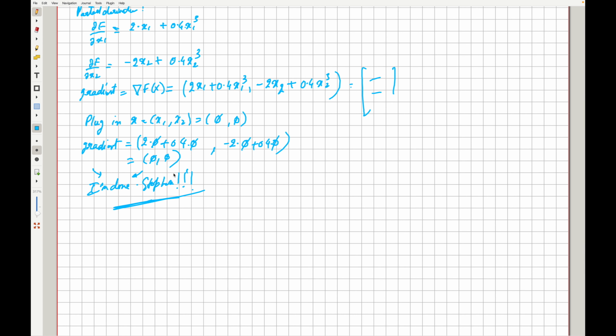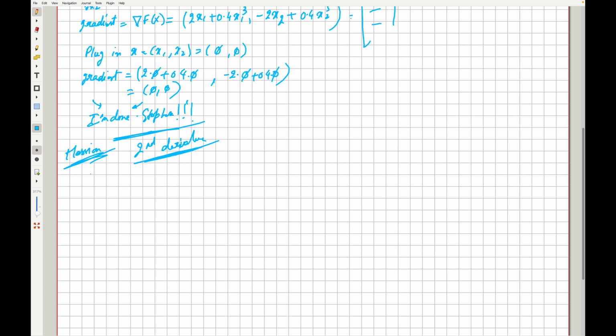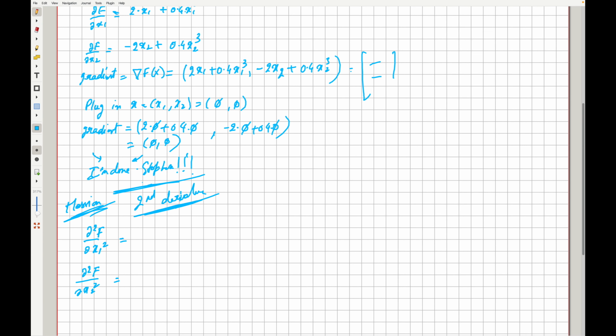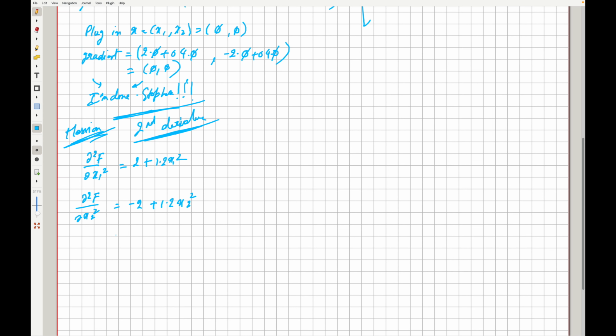That's the question we want to ask, and the answer comes from the Hessian. That's where we use the second derivatives. So we take the second derivative of this f of x with respect to x1 squared, and we do the same thing for x2 squared. Where is our first equation? That's 2x1, so we differentiate that again. That becomes 2 plus 1.2 x1 squared. This becomes minus 2 plus 1.2 x2 squared. And the cross order terms.